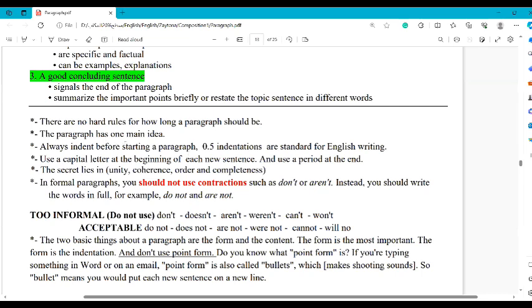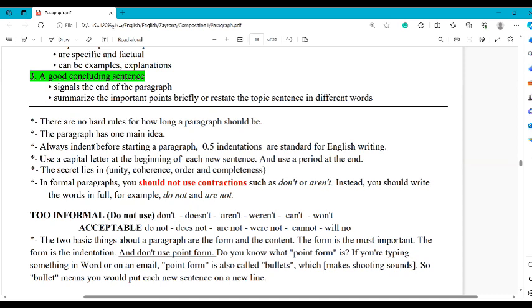Okay, the paragraph has one main idea. Please focus on this note because it is a very important point. If we are talking, for example, about teachers as a topic, I need to stick to only one main idea, which is teachers. I can't talk about teachers and doctors. No, I need to focus on only one main idea, which is how to learn English, or how to learn to swim. Okay, this is only one topic or one main idea.